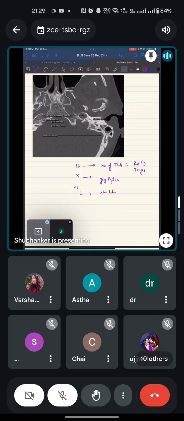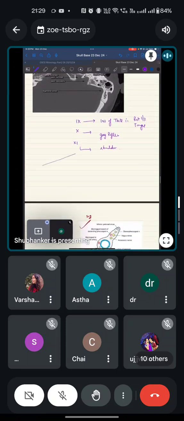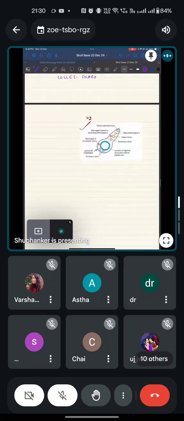There are two other syndromes apart from Vernet. You should just remember the names of them. The names are Villaret and Collet-Sicard. All this table is given in your Scott Brown. Please go through it.